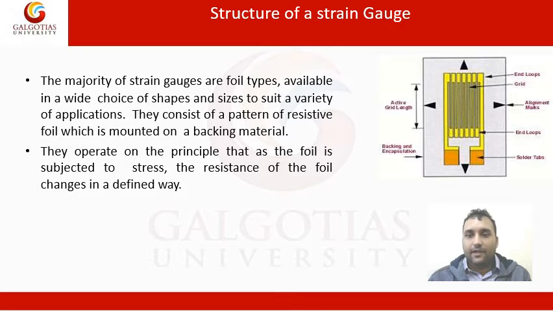This is the active grid length. This is the end loop. This is the solder tab. They operate on the principle that as a foil is subjected to stress, the resistance of the foil changes in a defined way.